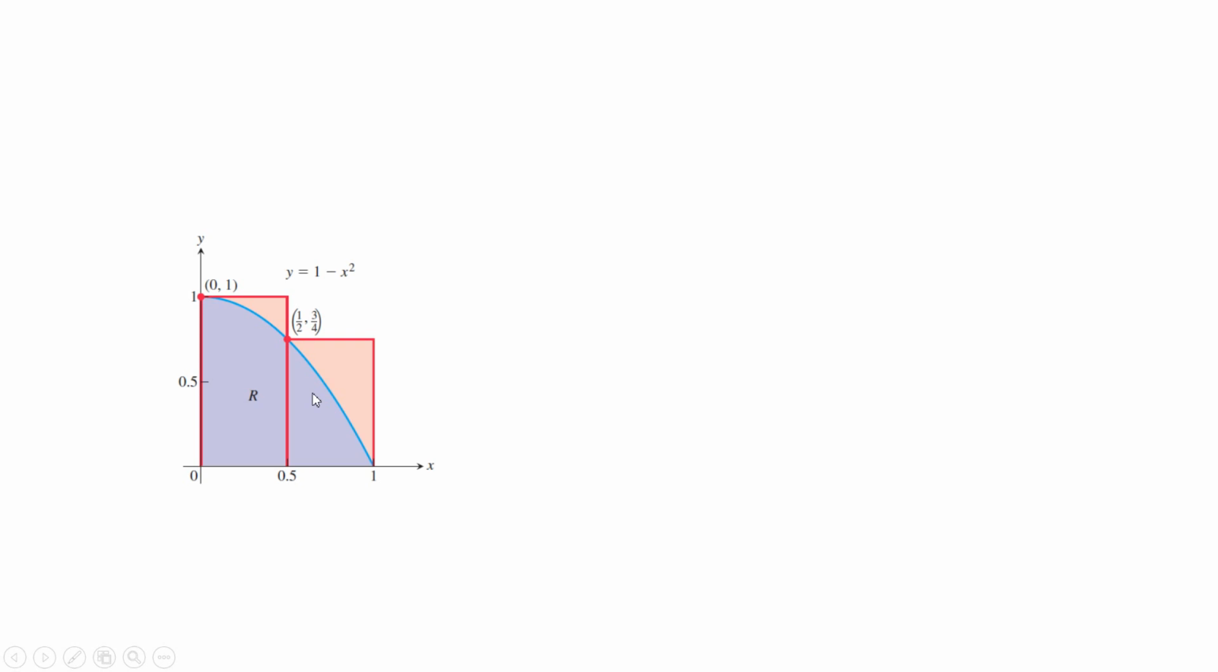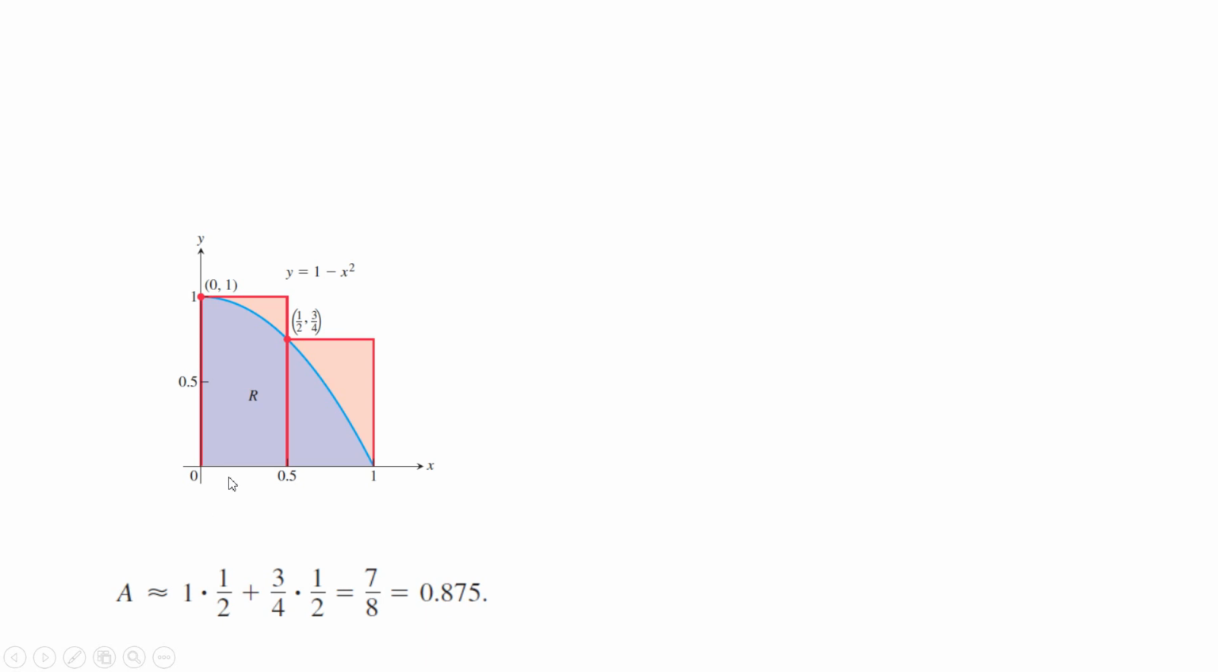Now we can approximate the area of the region R by adding the area of these two rectangles. Now how to find the area of a rectangle? Area of a rectangle is width multiplied by length. Now the width in this case is the length of the interval, and the length in this case is the height of the rectangle. So let's see the approximate area of this region R using two subintervals or two rectangles.